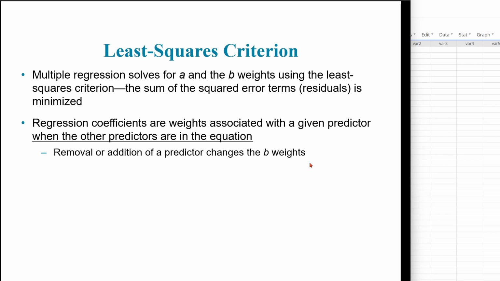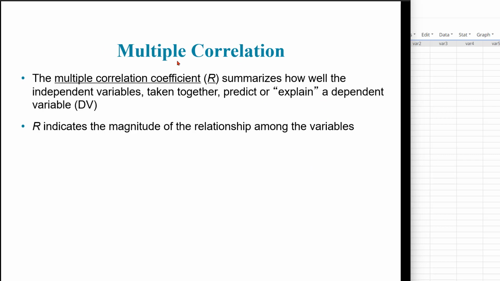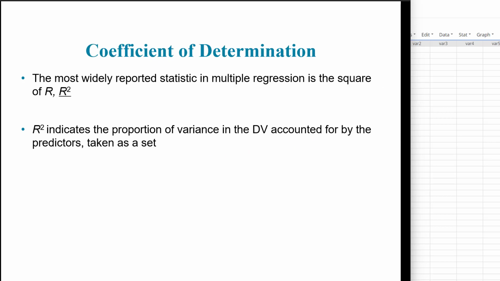The multiple correlation coefficient, R, in multiple regression is a measure of the strength and direction of the overall linear relationship between the dependent variable and the set of independent variables. It provides a summary of how well the independent variables collectively predict the dependent variable.